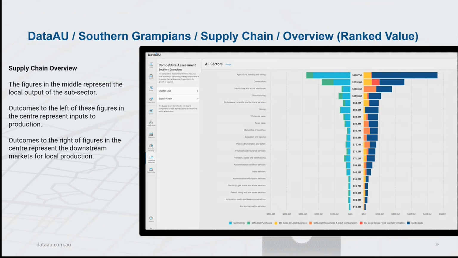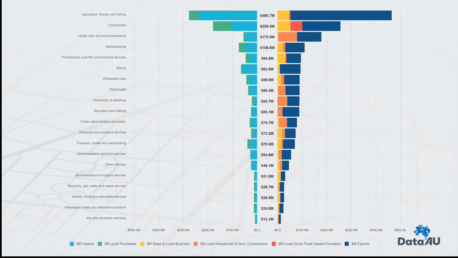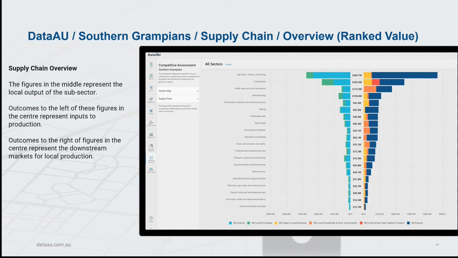This is a re-representation of that same information, and this is a supply chain overview. So what we're looking at now is a breakdown of each industry sector and the activity, upstream and downstream activities within each area. So outcomes to the left of these figures from the centre, they represent imports to production, which includes imports to the region and local purchases from local businesses within the region. I'll make that a little bit bigger for you. The outcomes to the right figures in the centre represent the downstream markets for local production, including sales to local business, consumption of local goods, and gross fixed capital formation.